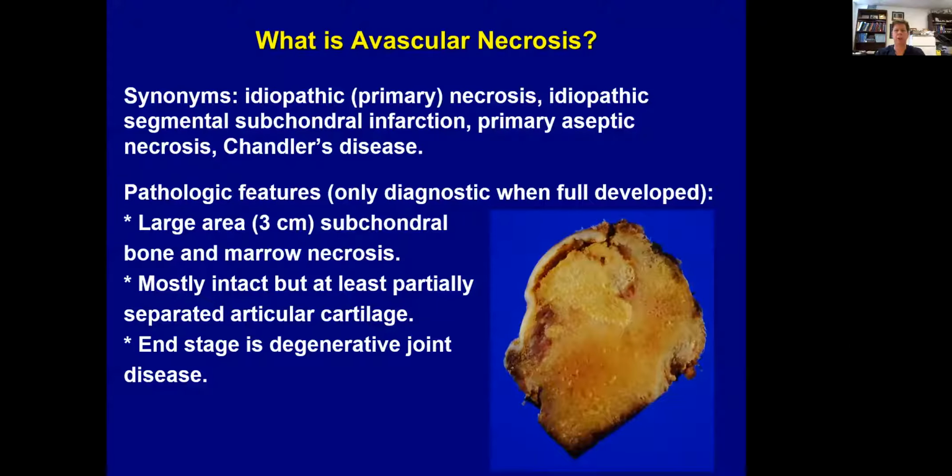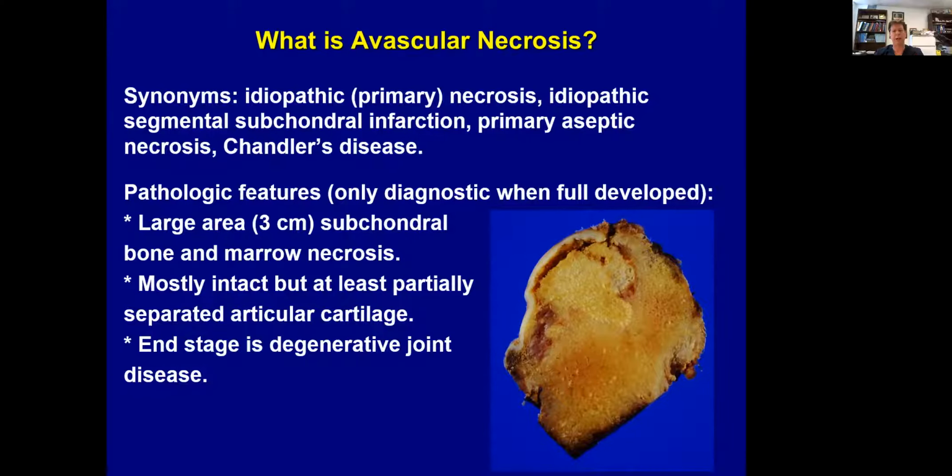Now, let's just start out with the obvious. What is avascular necrosis? Well, avascular necrosis historically has gone by a number of different synonyms. That has included idiopathic primary necrosis, idiopathic segmental subchondral infarction, primary aseptic necrosis, and a much older term that we're referred to as Chandler's disease.